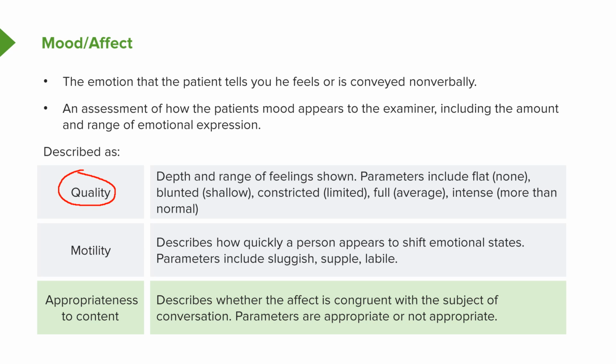On the other hand, what describes how quickly a person's mood appears to shift? So shifting emotional states, meaning the parameters including sluggishness or supple or being labile. That describes the motility of the patient's mood.